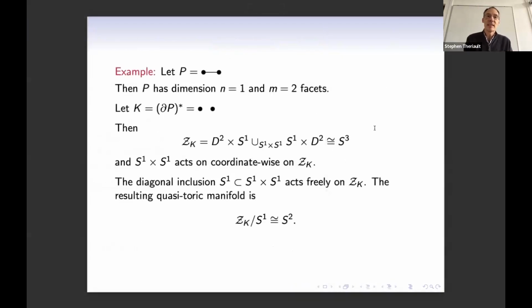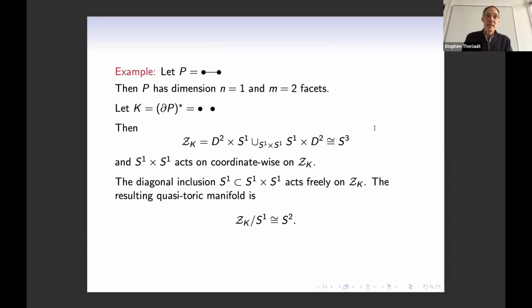So for example, a very simple polytope, you start with just an interval. So that has dimension one. It's got two facets, which are the two endpoints. Its boundary is just the two endpoints. And when you dualize, you get 2 points. So your simplicial complex K in this case is 2 points.